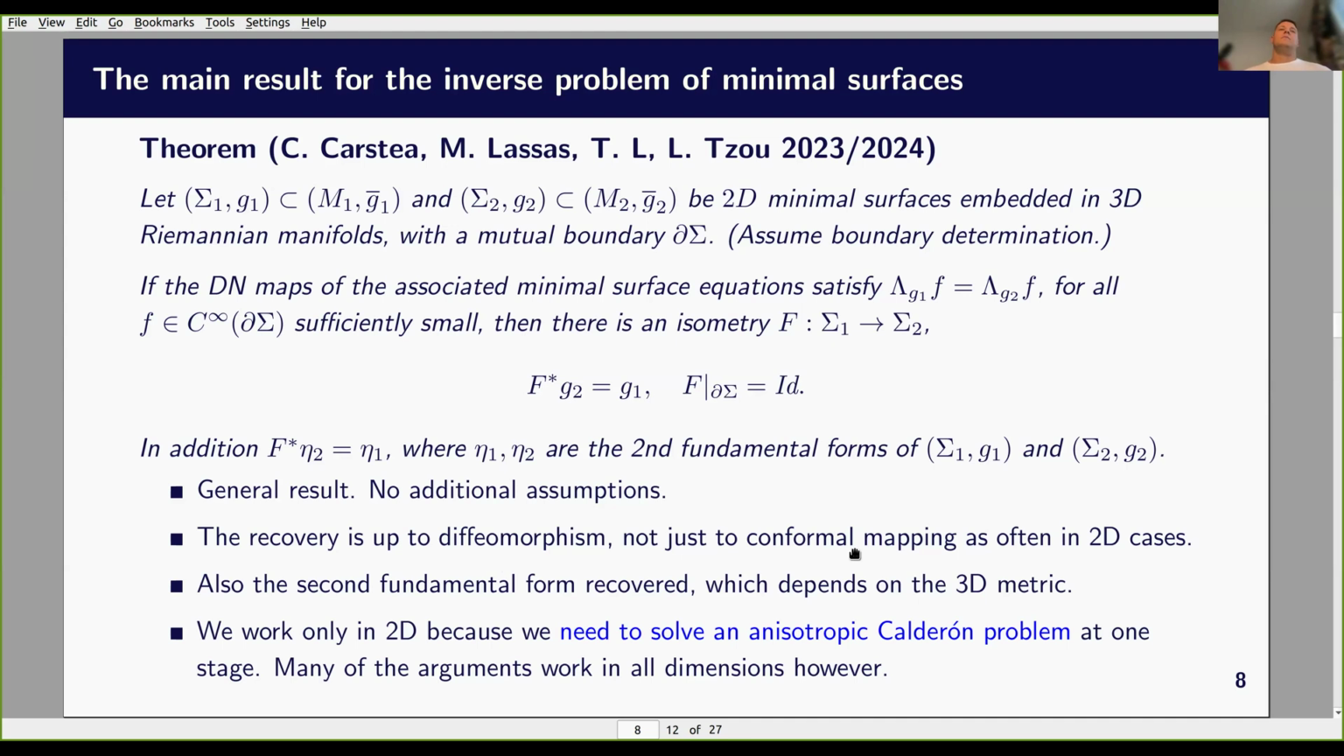Now, why do we work in dimension 2? There are several reasons, and one of the main reasons is that we need to solve the anisotropic Calderón problem at one stage. As I think maybe all of you know, the anisotropic Calderón problem in dimensions 3 and higher is basically almost completely open. So if you try to do this in higher dimensions, your progress will stop quite quickly. Many of the arguments in our work, however, work in all dimensions.